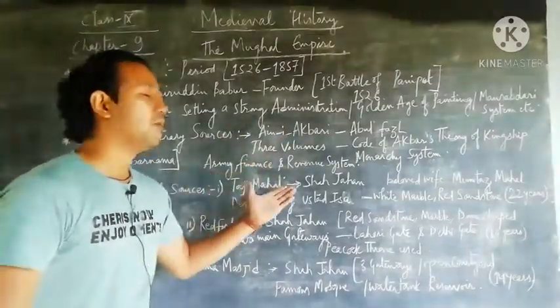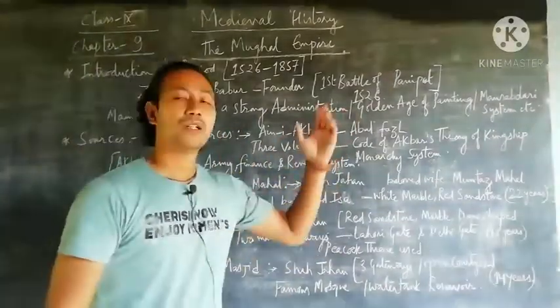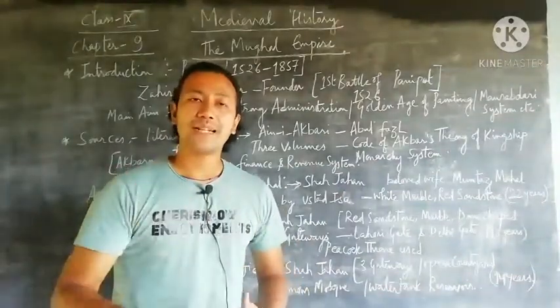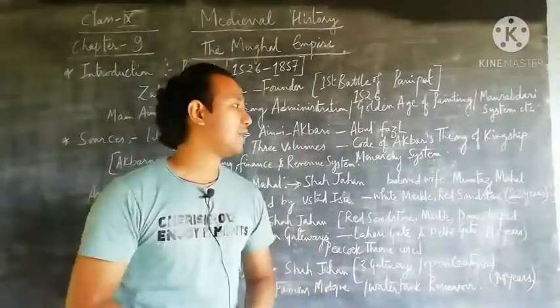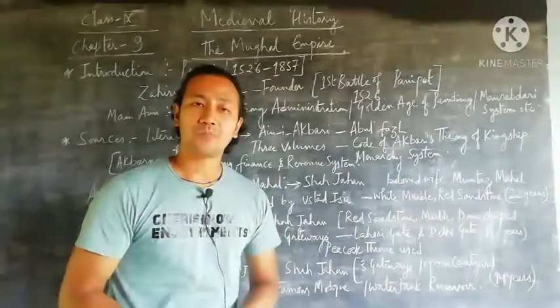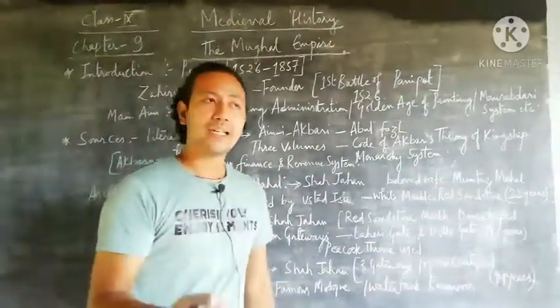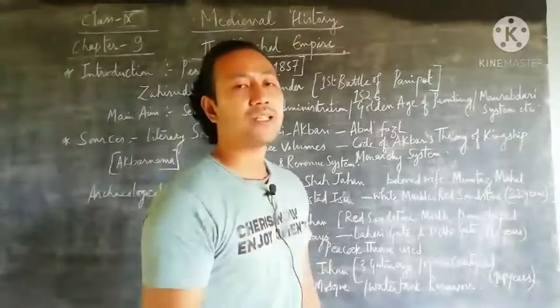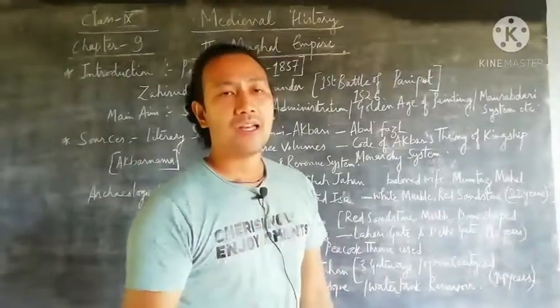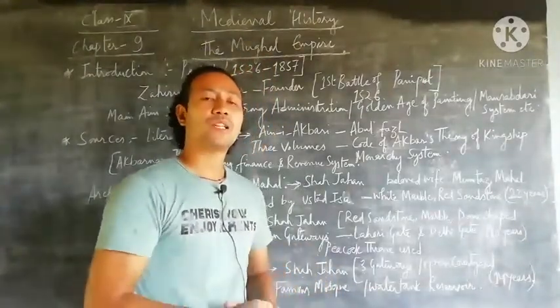The 3 volumes consisted of Akbar's code of rules and regulations, the theory of kingship and the monarchy system. We all know whenever we talk about the medieval chapter, we see how there was a monarchy system that existed, and at present we don't have that monarchy system.